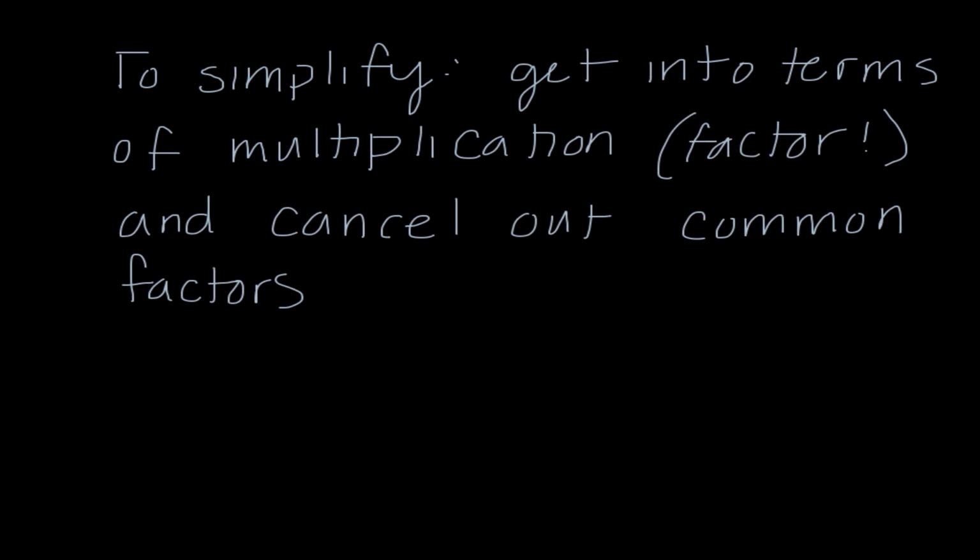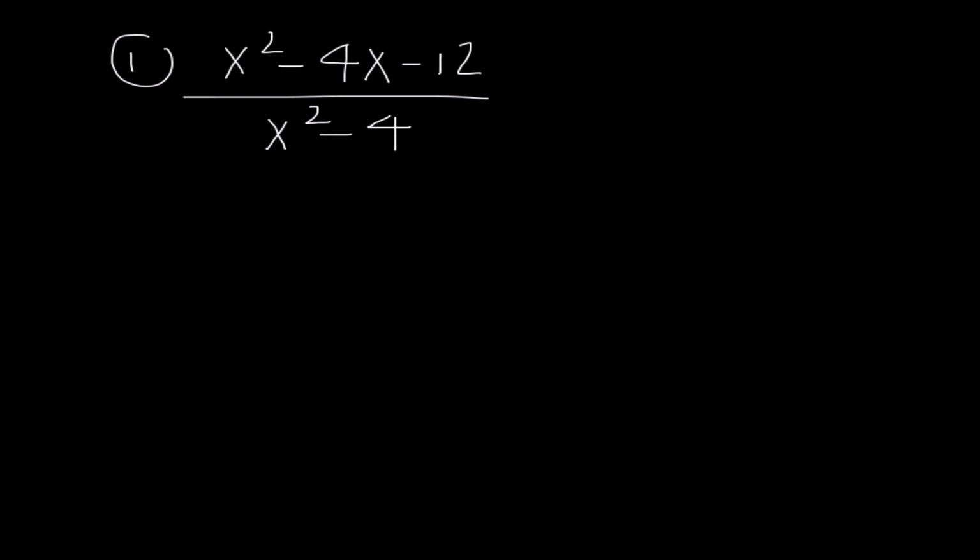So to do our problems today, in order to simplify, the very first thing we're going to do is get it into terms of multiplication, which means factor. And then we're going to cancel out our common factors, which crossing stuff off is always nice. It's fun. We can pick a fun color and do it. So let's get into number 1.